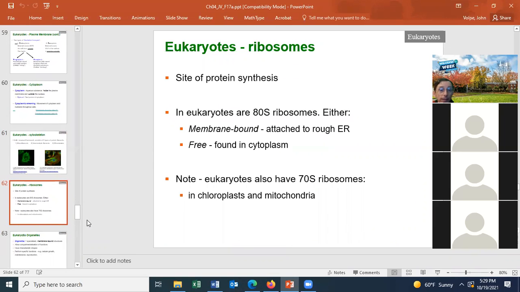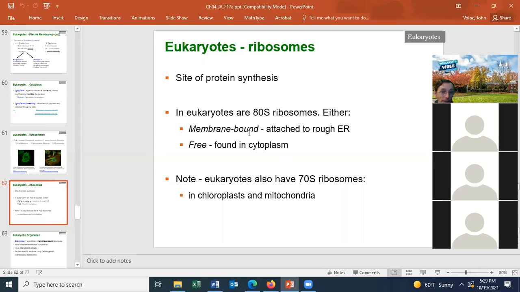All right. The ribosomes are the site of protein synthesis. In eukaryotes, the ribosomes are larger at 80S in size. And these ribosomes can either be membrane bound, and they'll be attached to the rough ER or to the nuclear membrane. And it's actually the ribosomes which make the ER look rough. And so the rough ER has ribosomes on it. The smooth ER is smooth because it doesn't have the ribosomes attached to it.